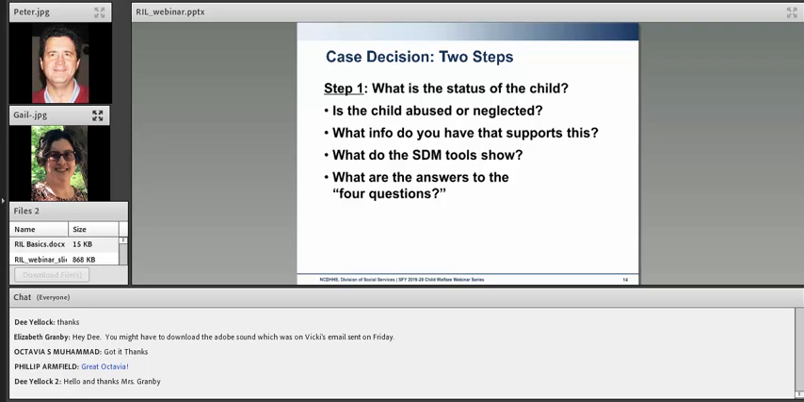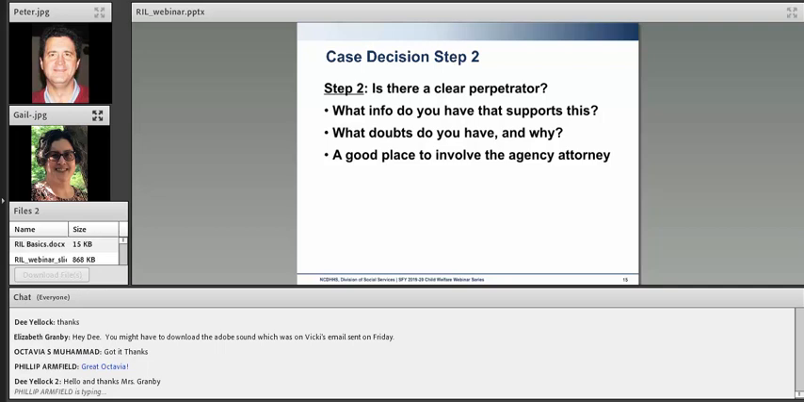And please hear me saying these need to be decided independently. So once you've decided, in step 1, that the status of the child is yes, there's clear information that this child has been abused and or neglected, step 2, is there a clear perpetrator? Here's where I know we get tripped up a lot. We come to this place at the end of an abuse case and we begin to think about making the case decision based on step 2.